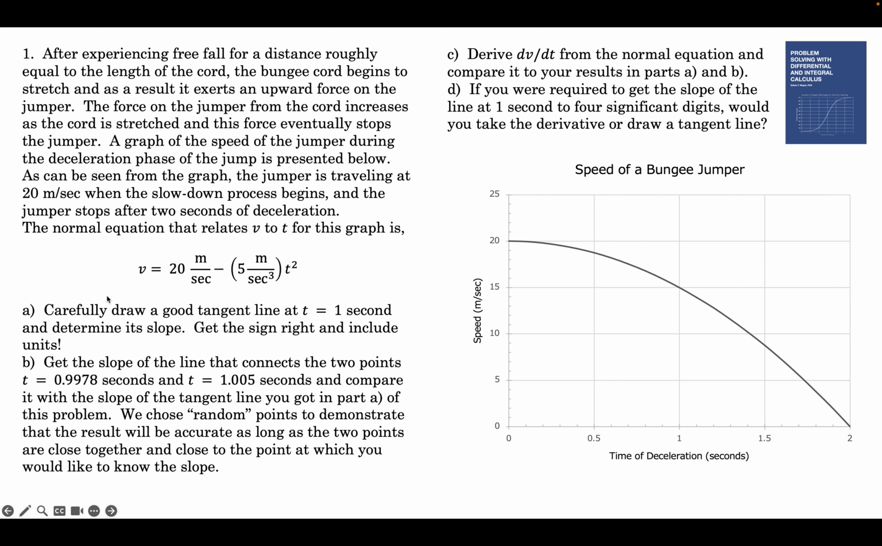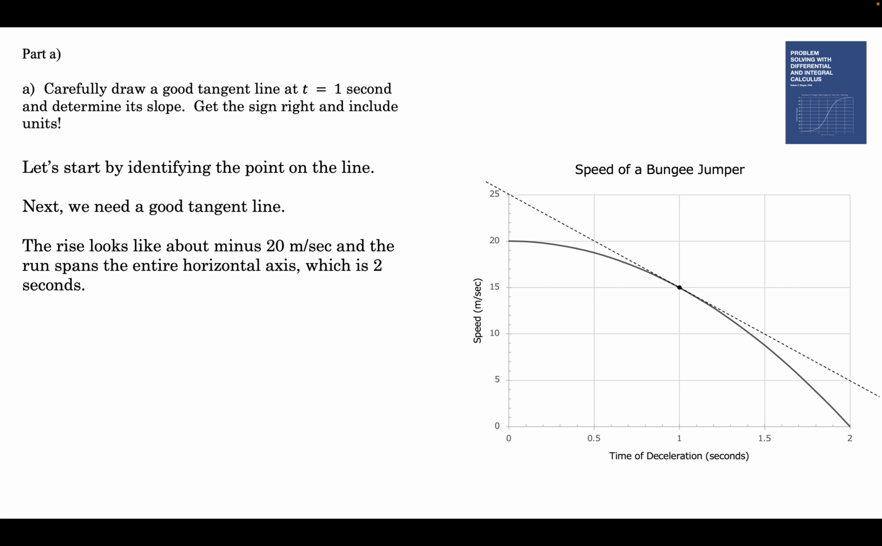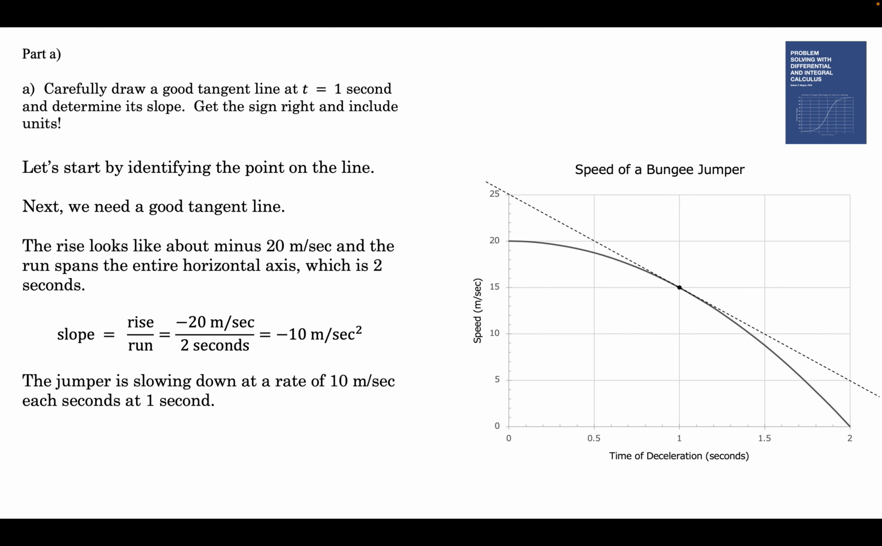Okay, so part A: carefully draw a good tangent line at 1 second and get the slope. Let's focus on that. Identify the point on the line, draw a good tangent line, and the rise looks like from 5 to 25 meters per second, and the run is the whole thing, 2 seconds. Pretty straightforward. The slope is minus 10 meters per second squared. The jumper's slowing down at a rate of 10 meters per second each second at 1 second. After that, the slowdown rate's higher. Before that, the slowdown rate is less.